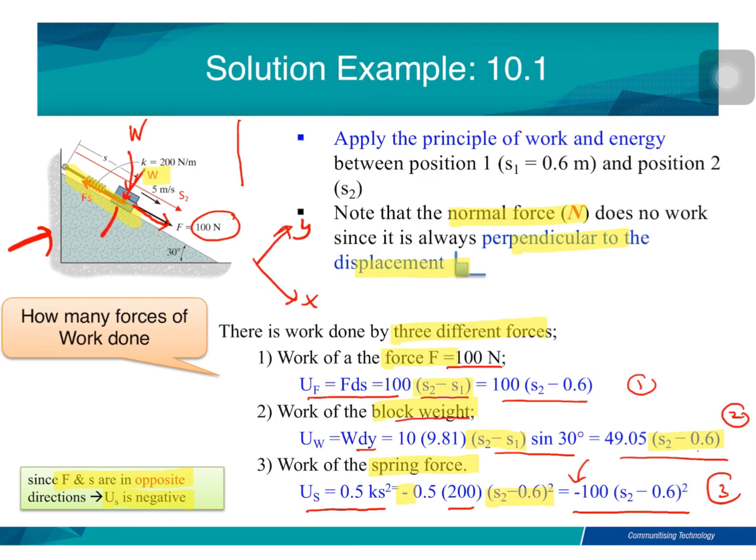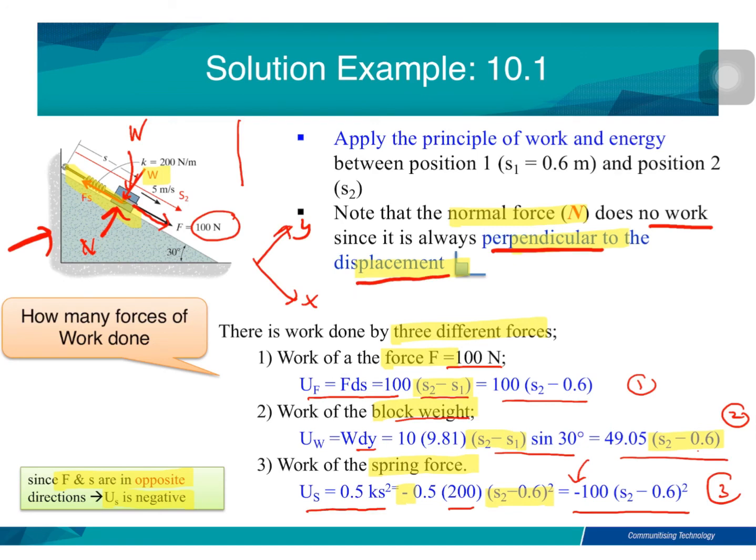So here, why don't you have the normal? Suppose we show the normal, right? Okay, this is because must remember that the perpendicular work done becomes 0. Okay, that is why the normal does no work, since it is always perpendicular to the displacement.